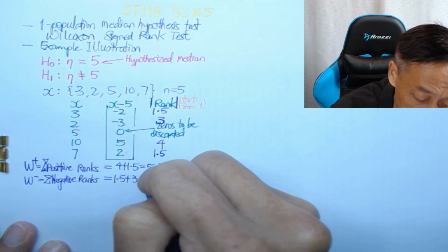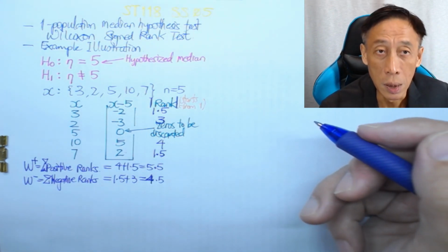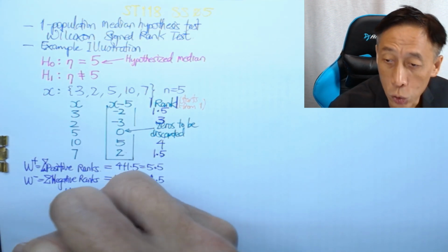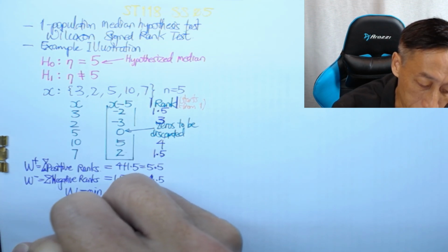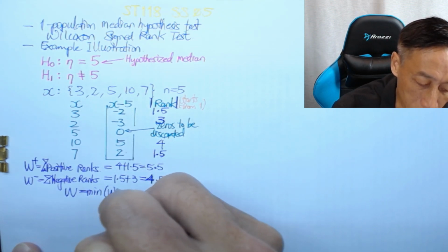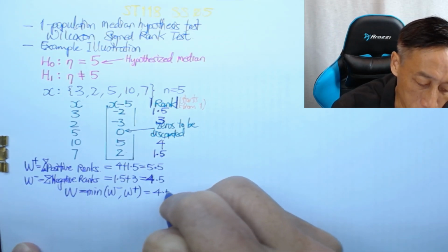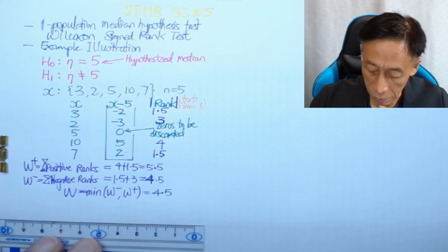We have got our 2 ingredients to the Wilcoxon test statistic, which is W. So W is going to be the minimum of W minus and W plus. So we get 4.5. So that is our test statistic. So this is it.